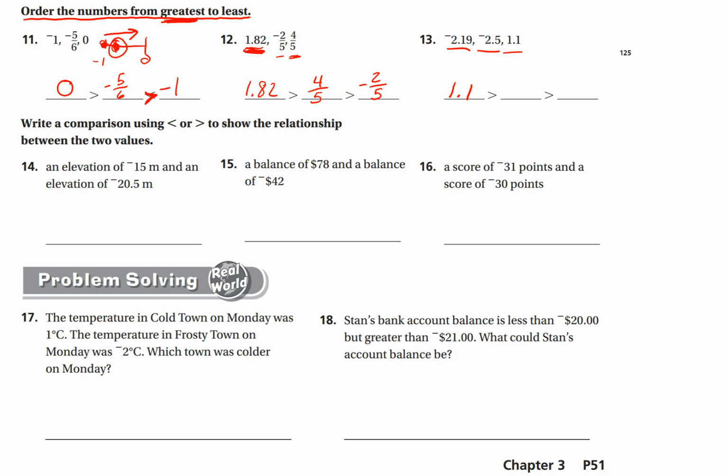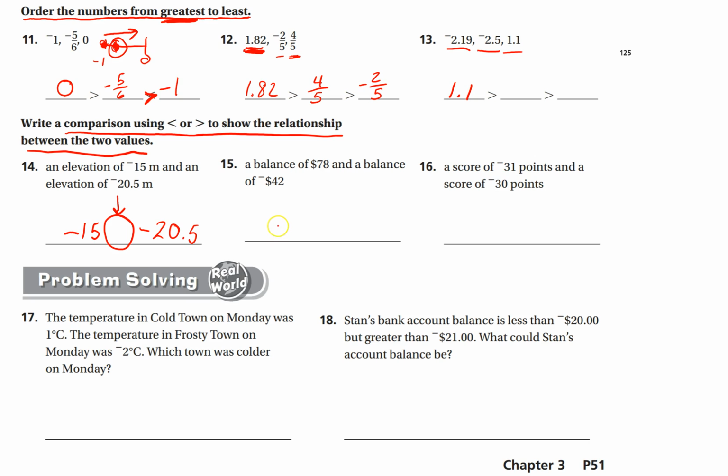All right, 14, 15, and 16. It says write a comparison using less than or greater than to show the relationship between the two values. So basically all this means is you're going to draw out those comparisons like you saw earlier on the homework. So -15, and then greater than or less than -20.5. You're going to put that sign right in here, and that's how you set up those problems.